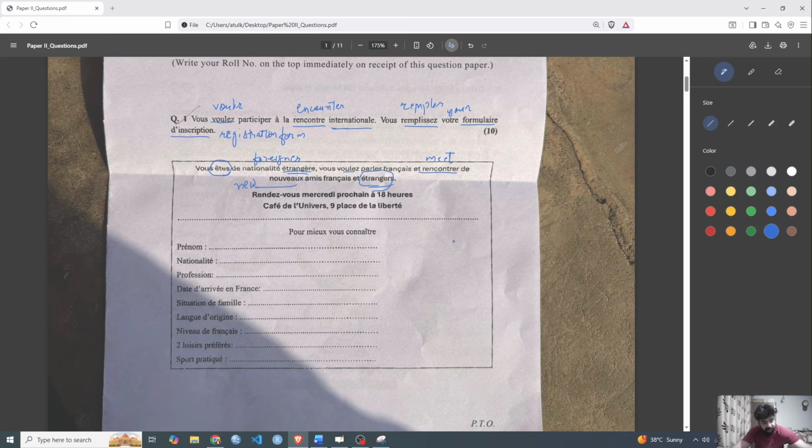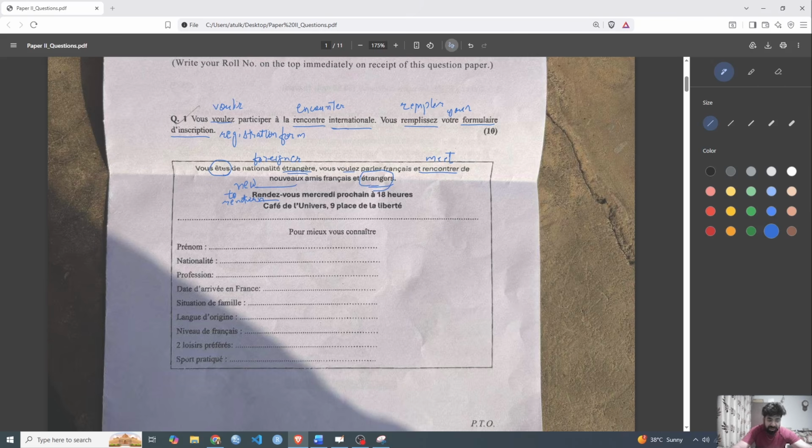Okay. Then it says "revenez", which means to return. Actually, this is again "ez" with the verb, so it means to return.